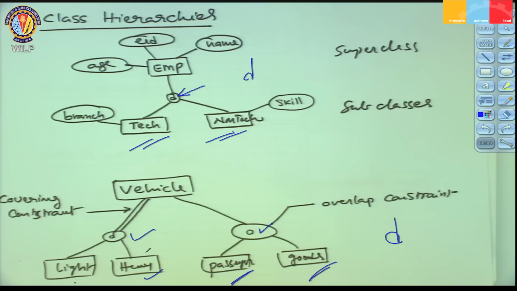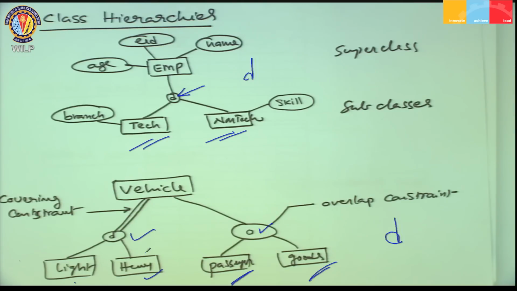And at the same time there is one more constraint called covering constraint or participation constraint, which indicates whether each and every instance of the superclass is participating in that classification or not. If you consider this, let us assume that every vehicle must be a light vehicle or a heavy vehicle. In that case, the participation of the superclass in subclassing is total. It is called covering constraint, total participation.